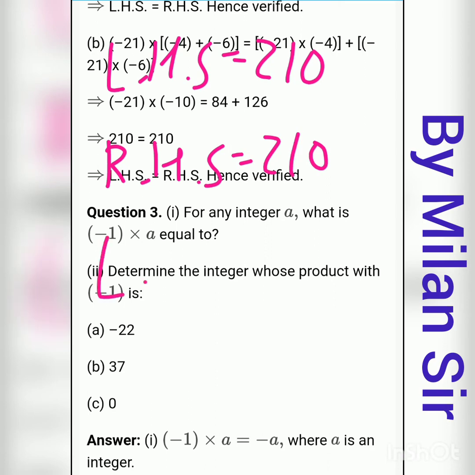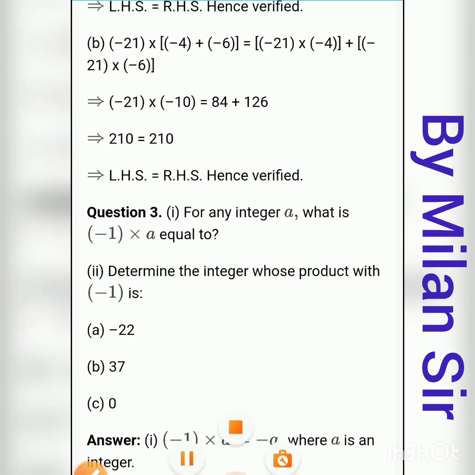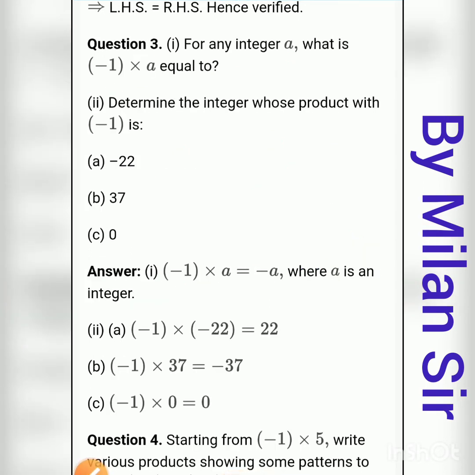So we can write like this: LHS is equal to RHS. Left hand side is equal to right hand side. So hence verified. Both sides of the equality are the same, so we can put the equality sign. Left hand side is equal to right hand side, hence verified. And then next is question number 3.